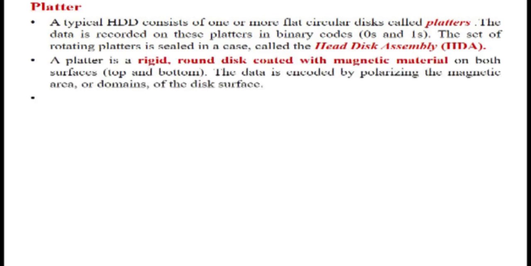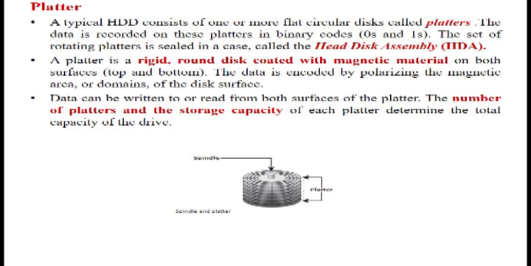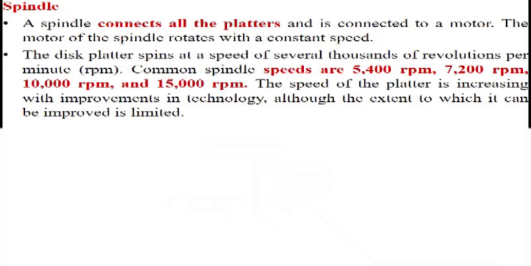A platter is a rigid round disk coated with magnetic material on both surfaces. The data is encoded by polarizing the magnetic areas or domains of the disk surface. Data can be written to or read from both surfaces of the platter. The number of platters and the storage capacity of each platter determine the total capacity of the drive. We have a picture which represents the spindle and platter.